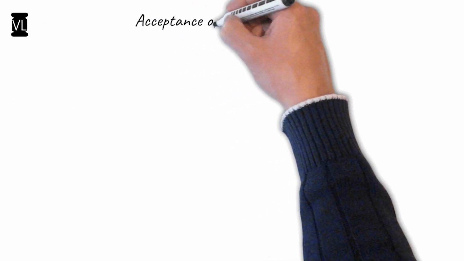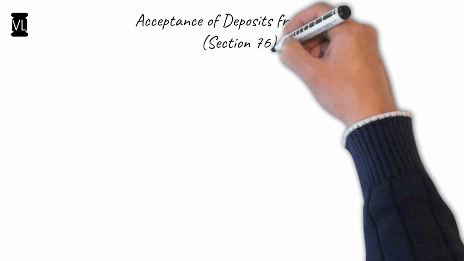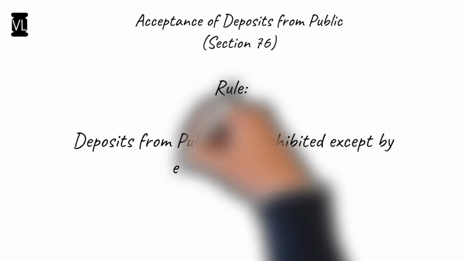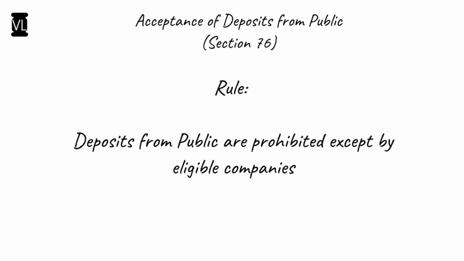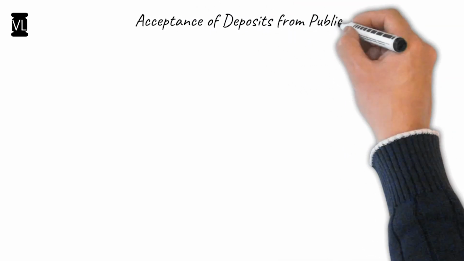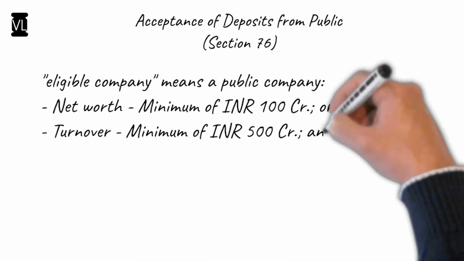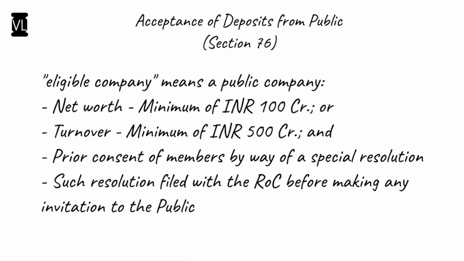Now let's look into the requirement of acceptance of deposits from the public. As I said, the general rule is that deposits from the public are prohibited except when raised by eligible companies. Now let's understand what are such eligible companies. An eligible company means a public company which has a net worth of a minimum of 100 crores or turnover of a minimum of 500 crores. So private limited companies cannot raise any deposits from the public. And only those public companies which have a net worth of 100 crores or turnover of a minimum of 500 crores can accept deposits from the public.